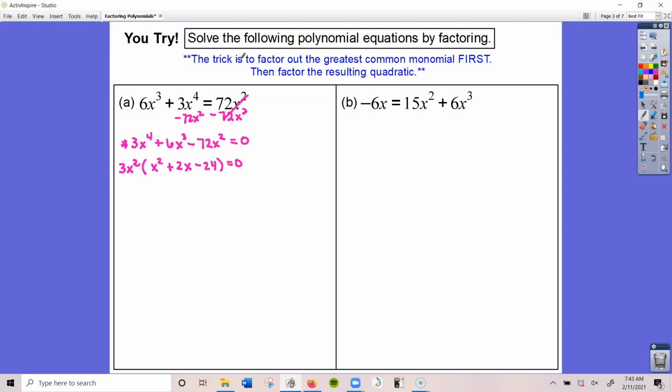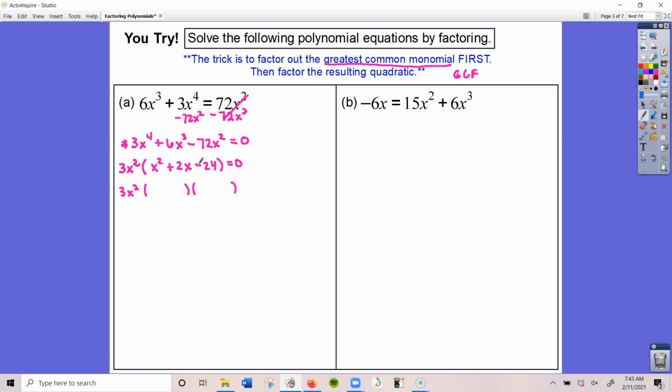So I even have it here in blue that the trick is to factor out the greatest common monomial first, also called the greatest common factor, which in this case was the 3x squared. And then we factor the quadratic that we have left inside of that parentheses. Here we have no number in front of the x squared, so we can actually factor this by trying to find the two numbers that multiply to give us negative 24 and positive 2.